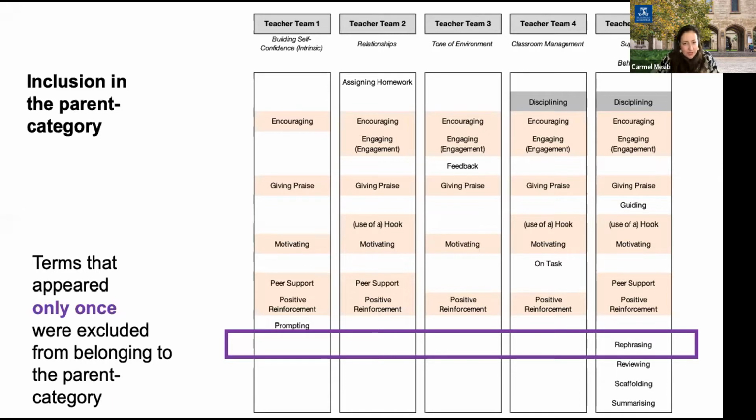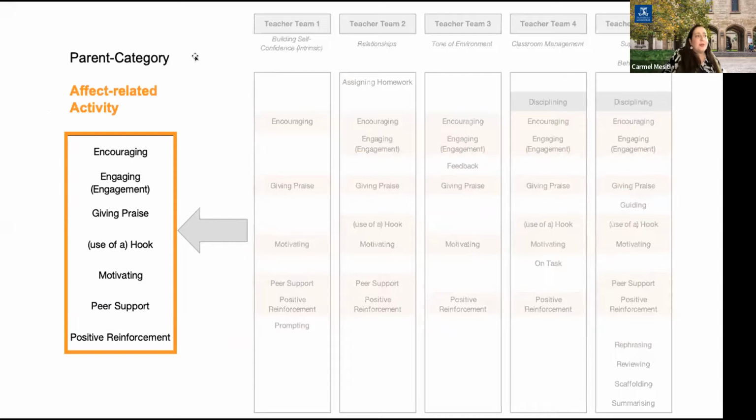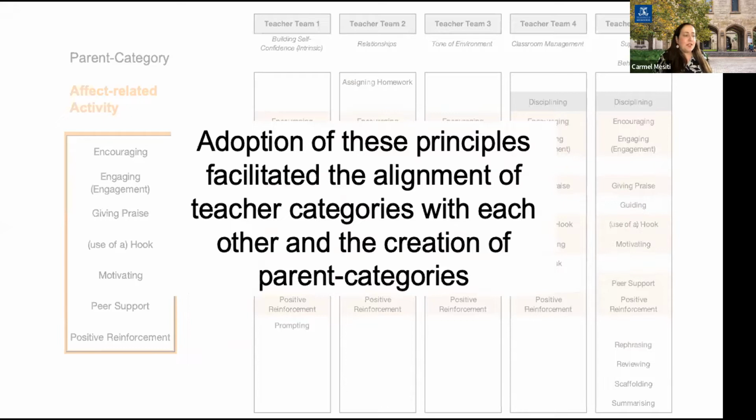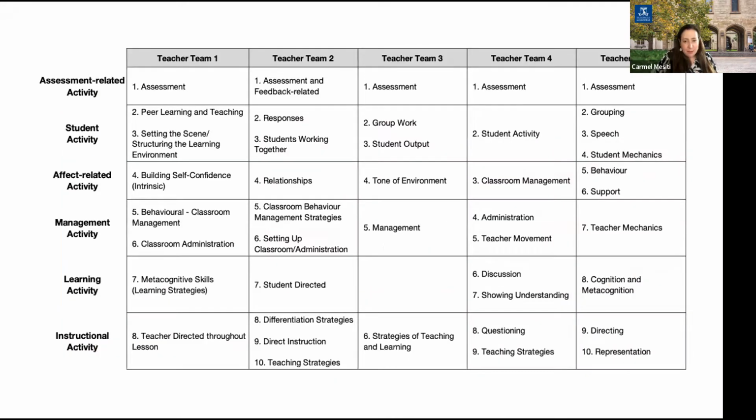So this is the process that I undertook for all these groupings. And from that, I would come up with a parent category with the terms in it. And adopting these principles facilitated the alignment of teacher categories with each other and the creation of parent categories. So this is what ended up happening. These are the names that the teachers gave to them, but it's the terms inside of these groups that were aligned, and then I identified a parent category.